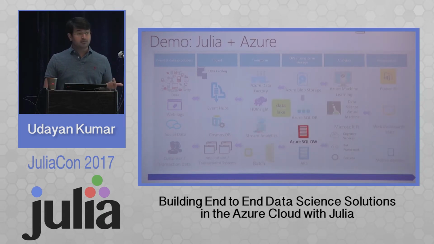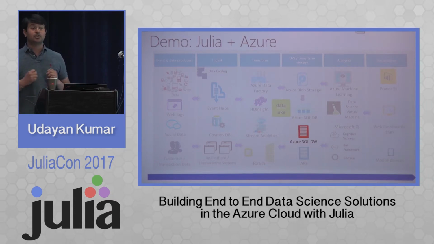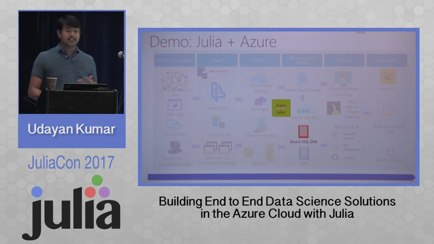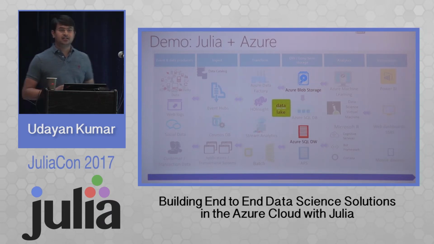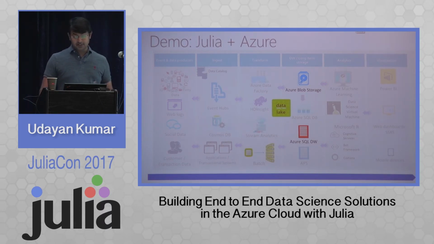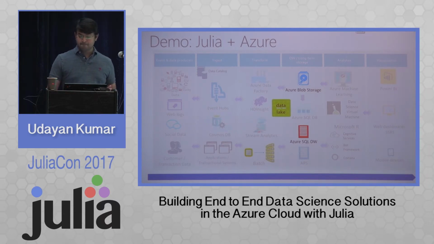So I'm going to talk about SQL data warehouse. It's a petabyte-scale data warehouse where you can store structured data and query it through Julia. Then there is data lake. There's blob storage. Blob storage is very similar to S3. Are you aware of Amazon's S3? Right, so it's an equivalent service. And then there's batch, which helps you run embarrassingly parallel workloads, and you can scale it up or down as you feel like.